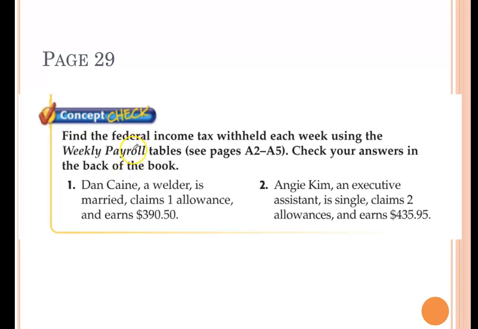Find the federal income tax withheld each week using the weekly payroll tables. This is where we found them. Check your answers in the back of the book. Number 1: Dane Kane, a welder, is married, claims 1 allowance, and earns $390. So if you look on your chart, first of all, married, so we'll find the married pages. Then you're going to find 390 to 400. Now there'll be a 390 up here. That's not what you want. You want this row, allowances 1. Then you're going to do the same for number 2.